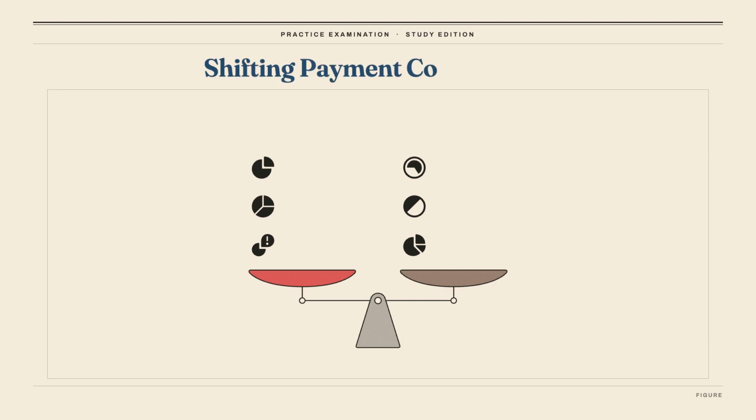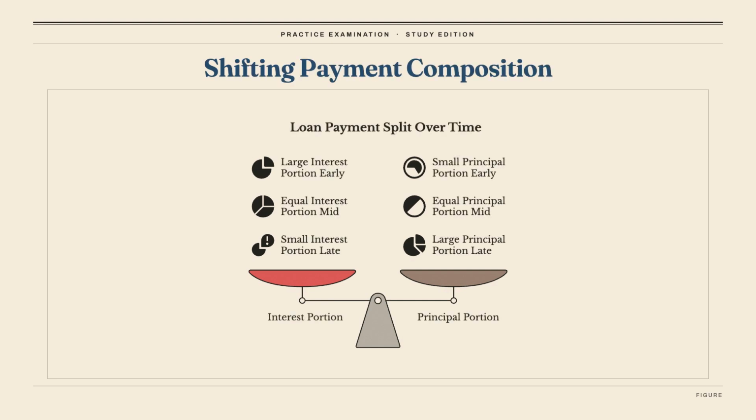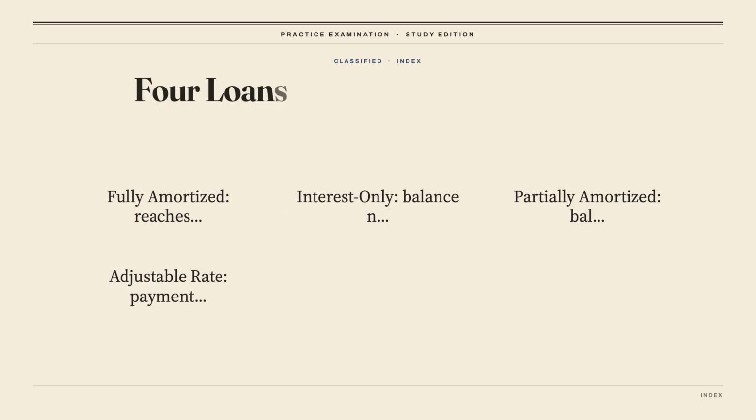maturity date. Interest is charged on the outstanding balance, so early on, most of the payment covers interest and only a little chips away at principal. As that balance shrinks, next month's interest shrinks too, freeing up more of the same payment to attack principal, and the effect compounds over the life of the loan.